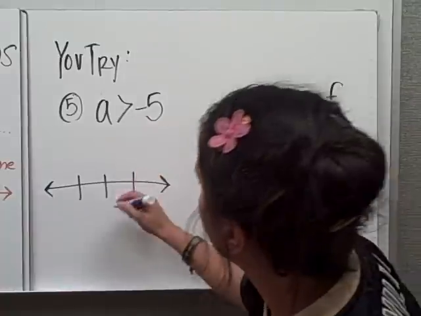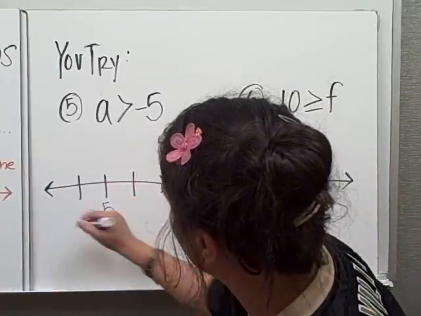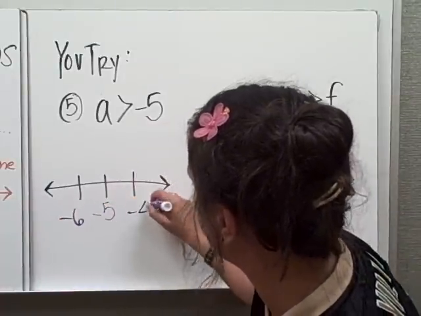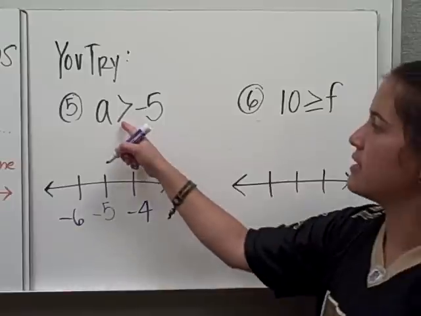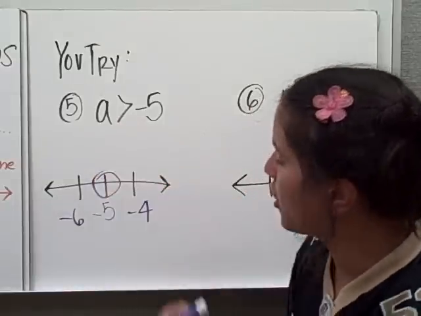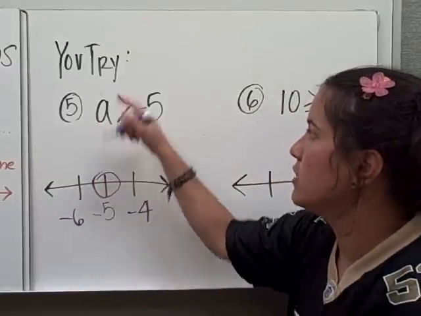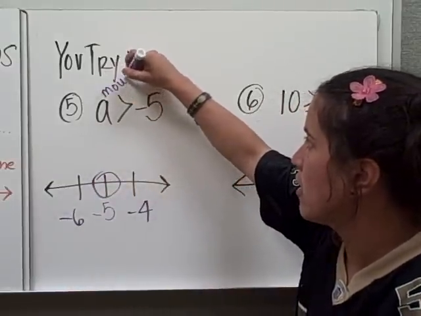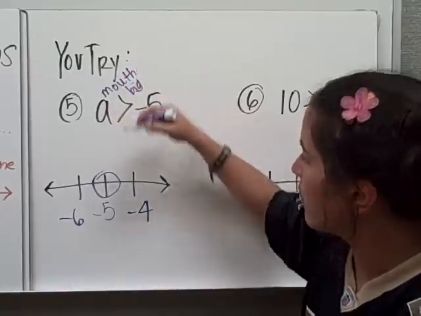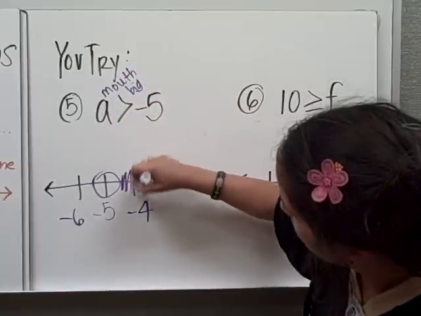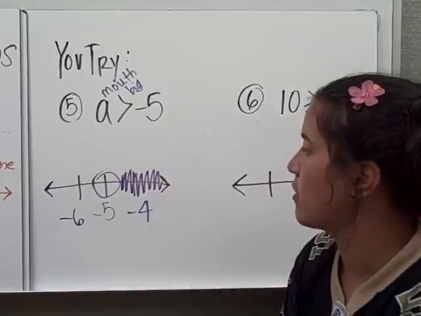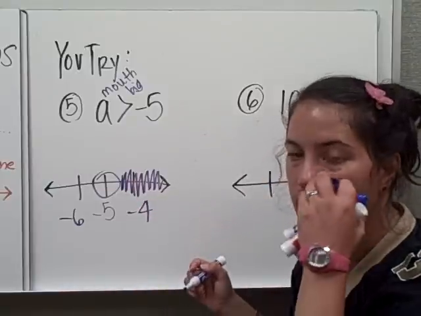Okay, -5 goes in our middle. And then we have -6 and -4. It does not have an equal to, so that means it's open. And the variable is next to the mouth, so that means big, and we're going to shade towards the bigger numbers to the right. That's how you would do number 5.